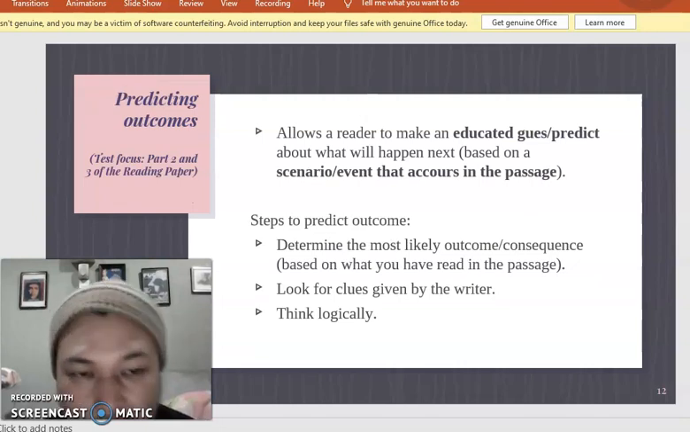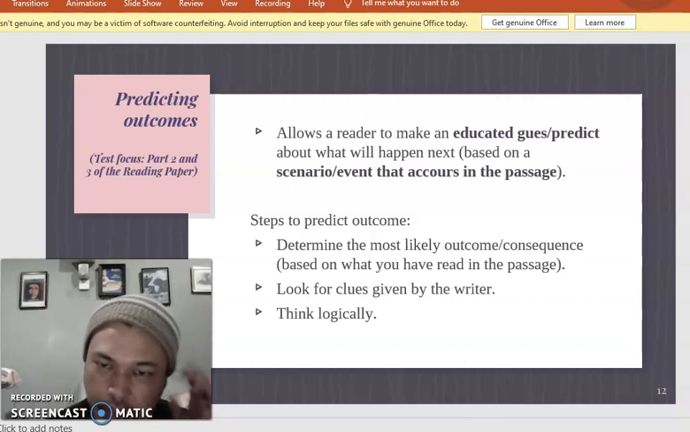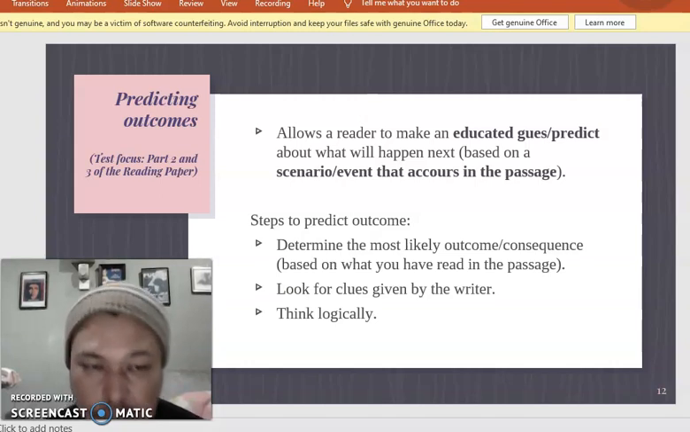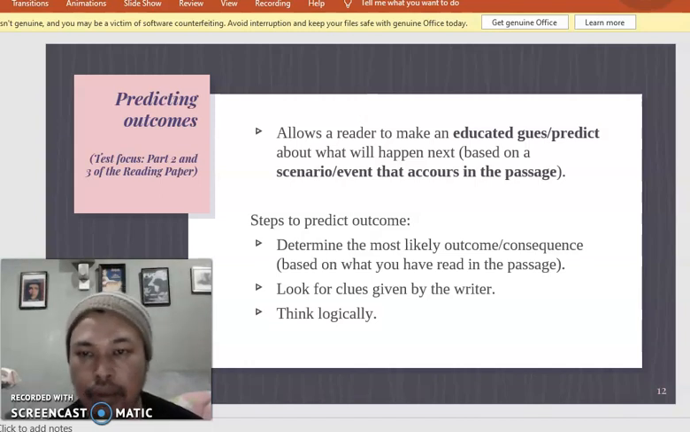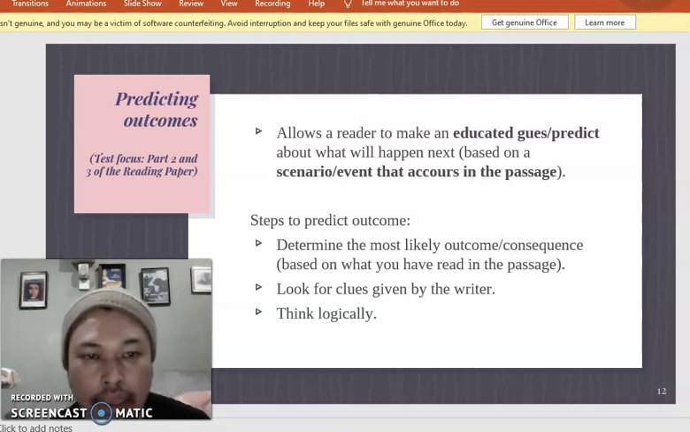This is predicting outcomes. It allows the reader to make an educated guess, to predict what will happen next, based on the scenario or events that occur in the passage. Remember the first question that I gave you? You can perhaps predict what the person is doing when he lost his bicycle. Did he walk back home, or take a bus? Usually the most logical answer is probably walking, because that's why it takes such a long time for him to go. But this time around it is predicting outcome, something in the future.